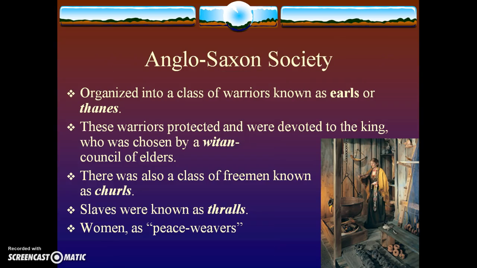Now, Anglo-Saxon society was about more than just drinking mead in a mead hall and listening to stories about ancient heroes from Germany. They also had a fairly complex societal system with different classes. So one of the first classes included warriors known as earls or thanes. And it was these warriors' jobs to protect the king that they were devoted to. And the kings were chosen by the Witan, which was a council of elders. Now, there was also a class of freemen below the kings and the warriors, called churls. Now, below the churls, there were slaves who are known as thralls.